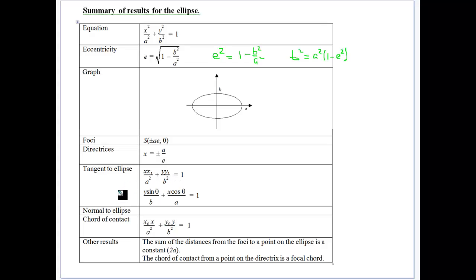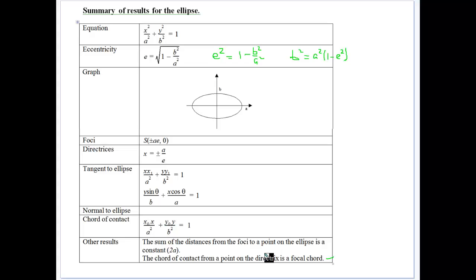Very similar to what you've done with parabolas, all the other types of curves. So the same idea, it just takes a little bit of manipulation to get into these forms. The chord of contact, as we just did, x0 x on a squared plus y0 y on b squared is equal to 1. And other results that you'll see, and we'll do these as a number of problems as you go through. The sum of distances of the foci to a point on the ellipse is a constant 2a. The chord of contact from a point on the directrix is the focal chord, which we just did. But we'll see this one in classwork and proofs as we go through.